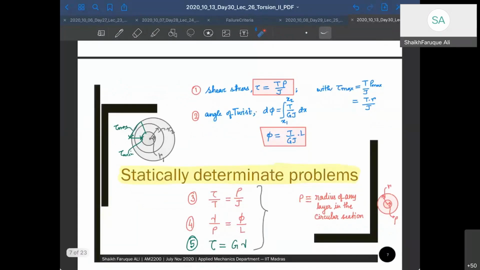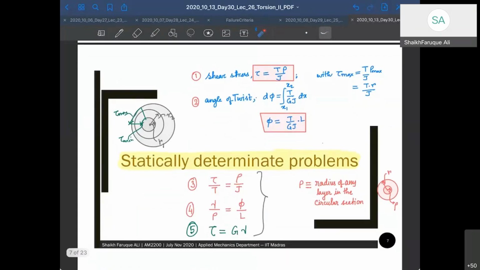Okay. Apart from that, we learned a few relationships. These are called torque-twist relations or torsion formulas. Tau by T, so internal stress by total torque given externally, is rho by J. Similarly, gamma strain by rho is equal to phi twist by L. Also, tau is equal to G into gamma. And if you combine these relationships, you get those formulas that we have learned. So it comes from the same thing.